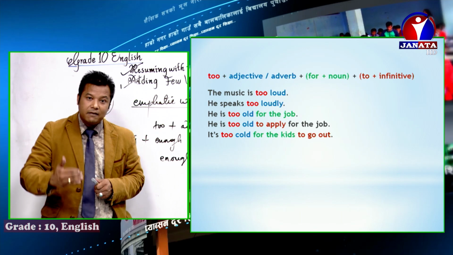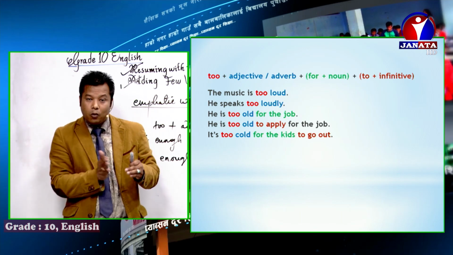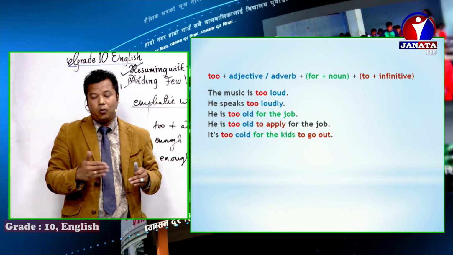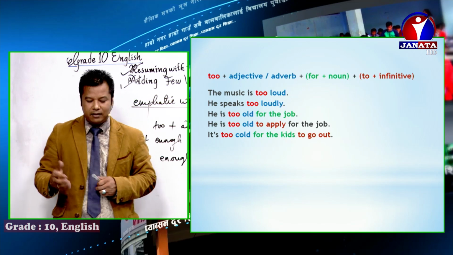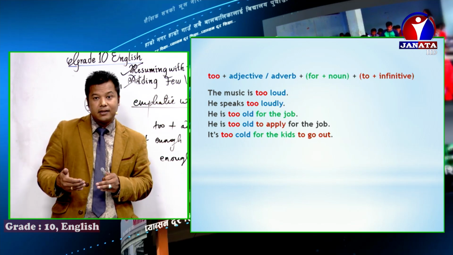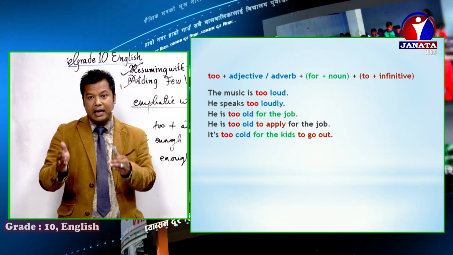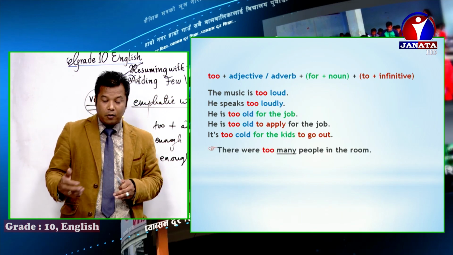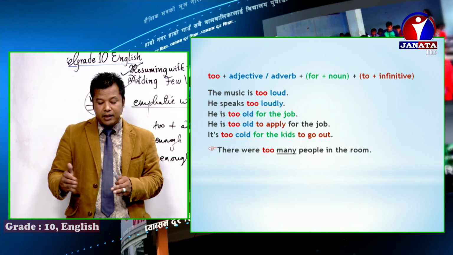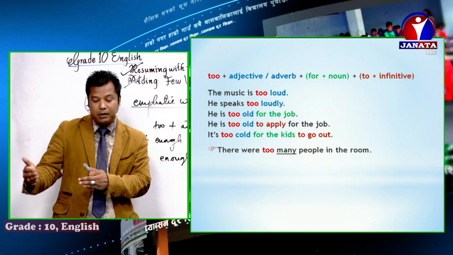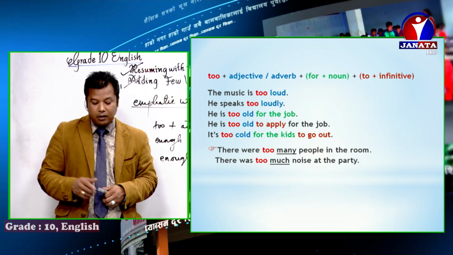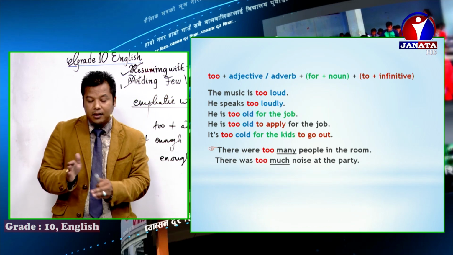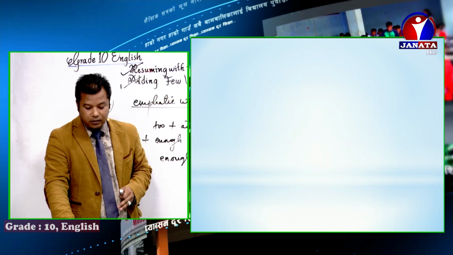You gave a reason for stating why it's cold. What is the meaning exactly that you're trying to say when you say it's too cold for the kids to go out? They would rather prefer to stay in. Right? Okay, more examples coming. There were too many people in the room, many because people is countable. Remember, there was too much noise, much because noise is uncountable.